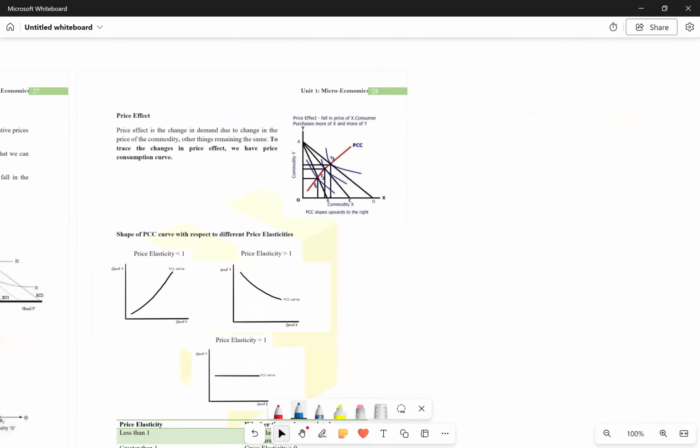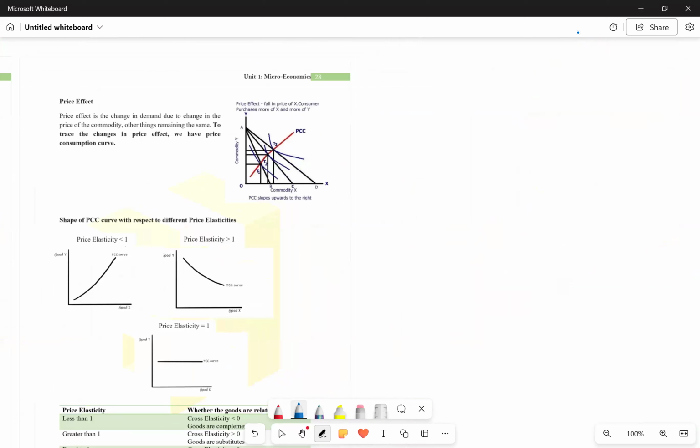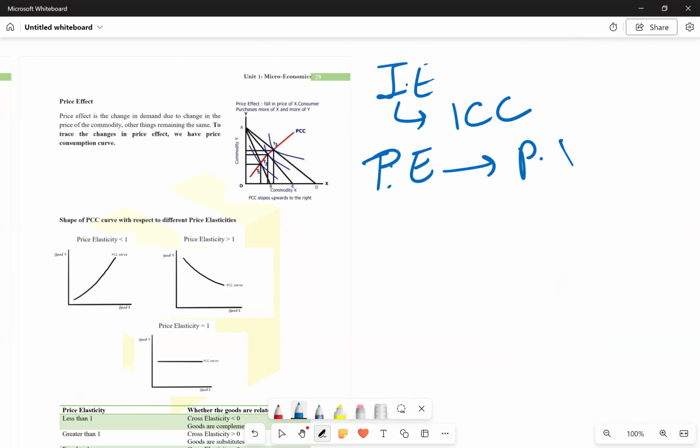Now, what about the price effect? Like in case of income effect, it was graphically shown by ICC. So price effect is shown by your PCC, price consumption curve, and it is nothing but the changes in consumer equilibrium due to change in price. And when I say price, it will always be relative prices. Okay.